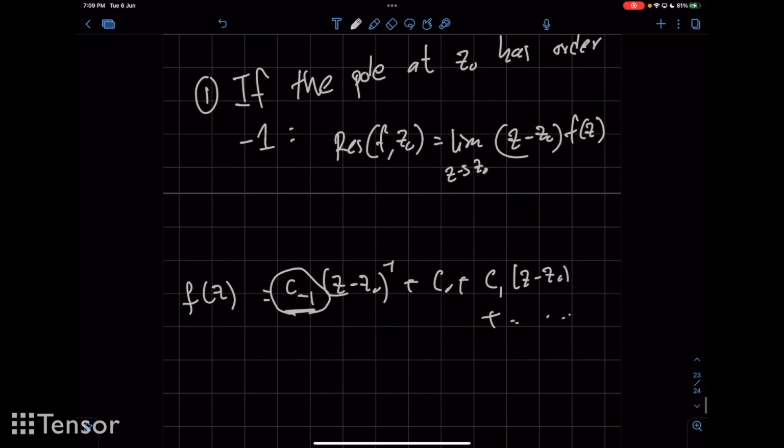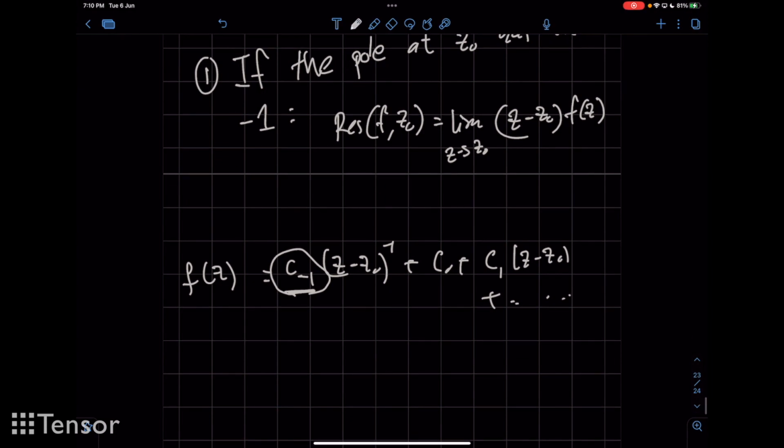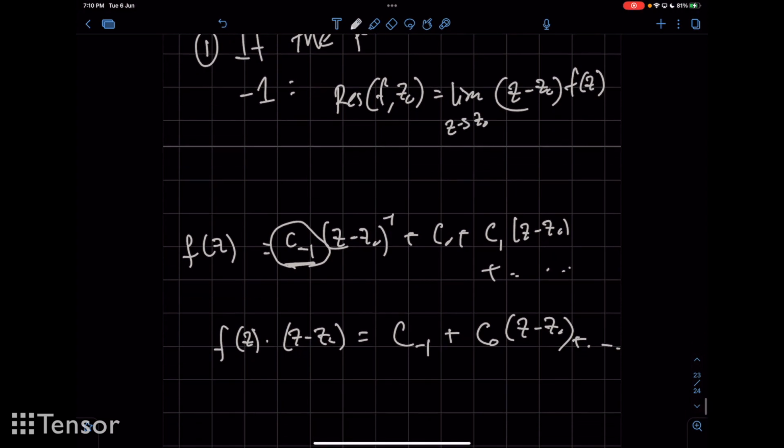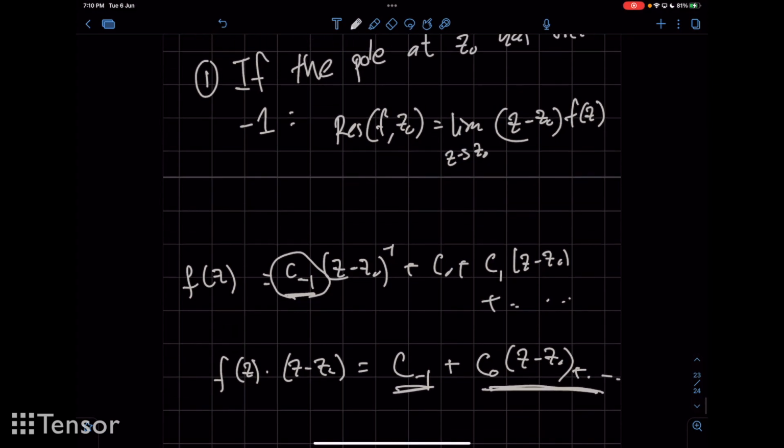So if we multiply this thing by z minus z0, then f of z times (z minus z0) is c sub -1 plus c0 (z minus z0), and so on and so forth. And if I take the limit as z goes to z0, then all those terms vanish. We only have this one. So that is why the residue of f at z0 is equal to this limit.